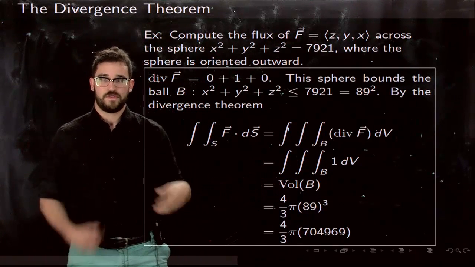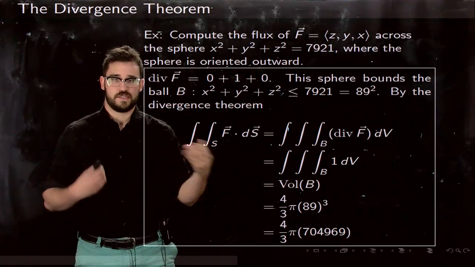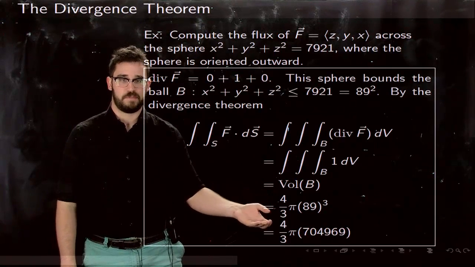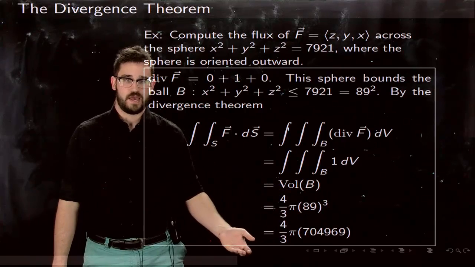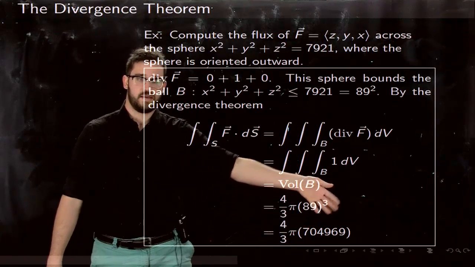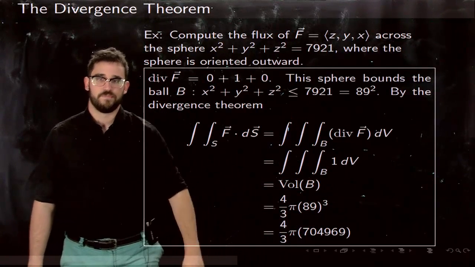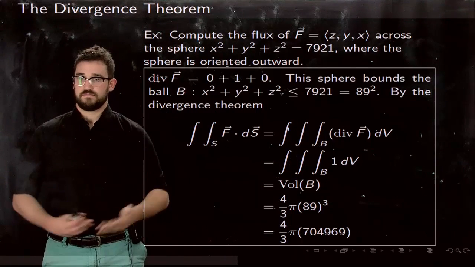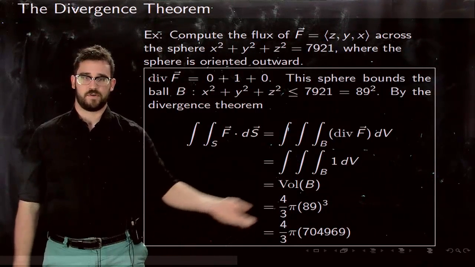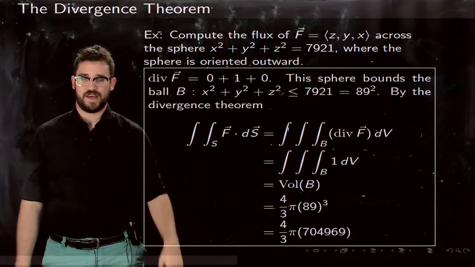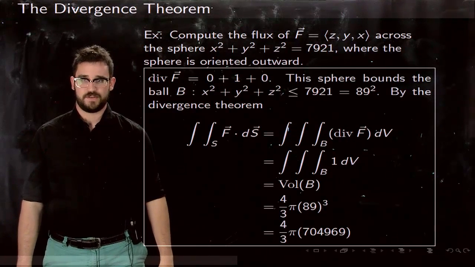And we all know the volume of the ball is given by the formula 4/3 pi r cubed, and we get 4/3 pi times some big number that no one cares about. And that is simply how you use the divergence theorem, and it makes things pretty nice. Isn't that right? So let's do another example.